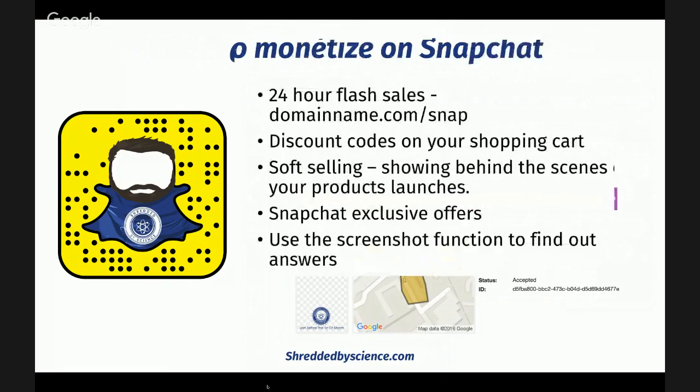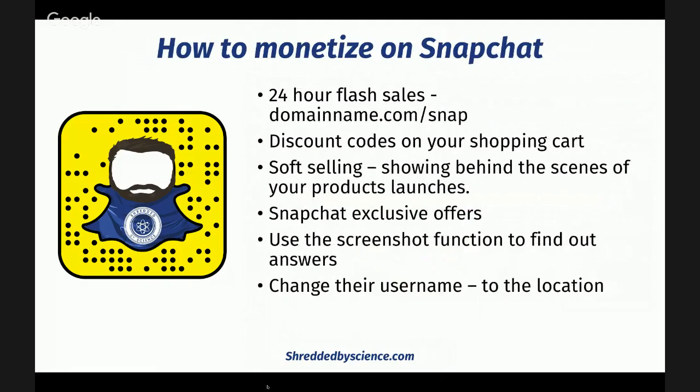So how can we monetize on Snapchat? 24-hour flash sales. Keep it real simple. Use, guys, if you're watching this now, from Snapchat, shreddedbyscience.com/snap. It literally is that easy. And then you can just change things.